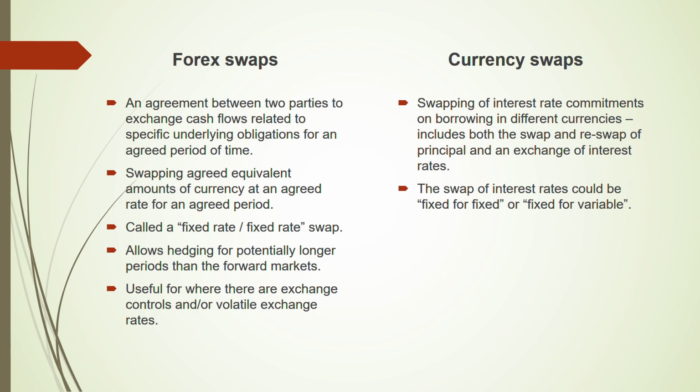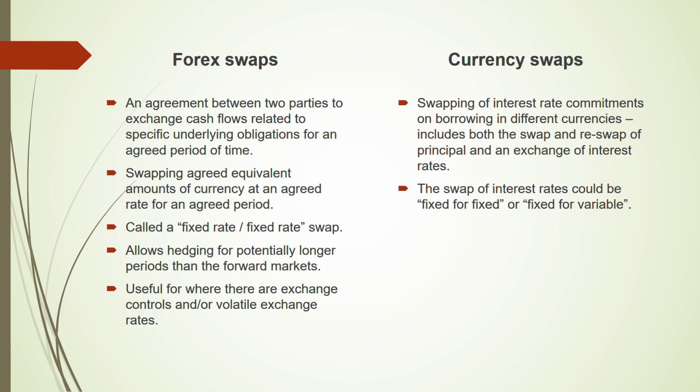Next type of swap could be fixed for variable. What does it mean? That means your currency is having fixed, their currency is having variable. So what do you do? Now you will take their variable and they will take your fixed rate. You both are having different rates. One is on a fixed rate, one is on a variable rate. So that's the difference. It could be fixed for fixed or fixed for variable on different currencies.